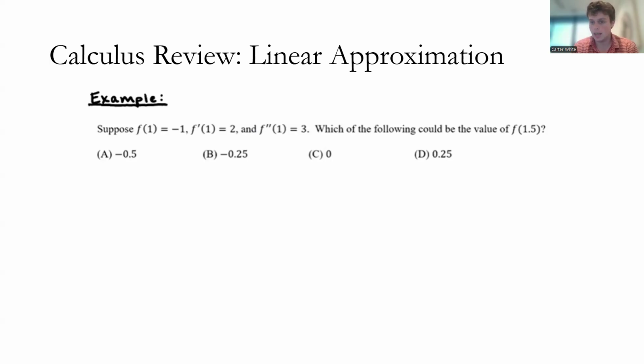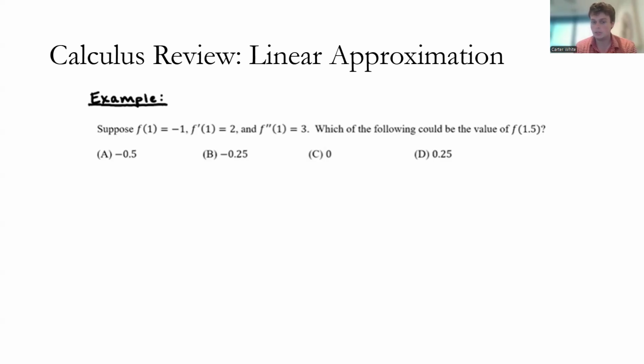So the question is asking us which of the following could be the value of f of 1.5. So the value of the function if x goes up 0.5. And you can see right now it's at -1, and the first derivative is 2. So if x goes up by 0.5, you would think that the function would go up by 0.5 times 2, 1. So it'd go from -1 at 1 to 0.